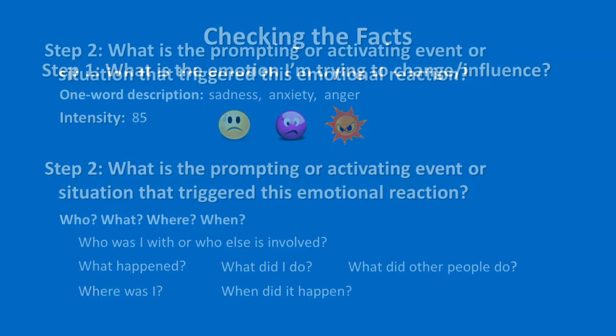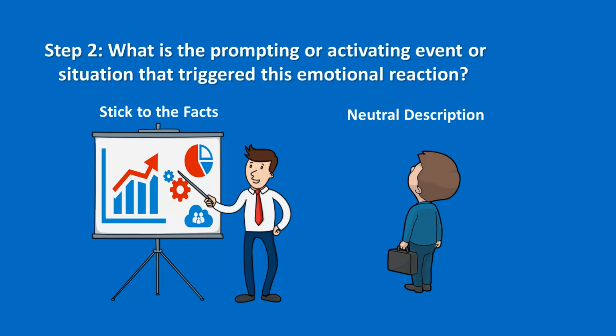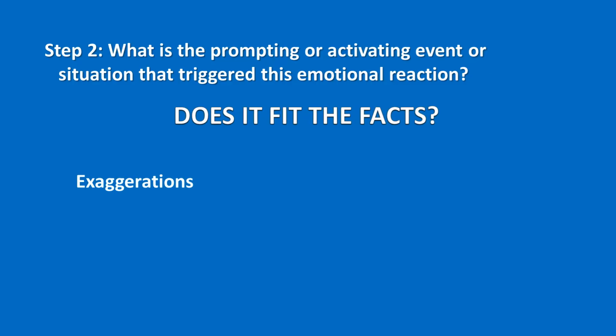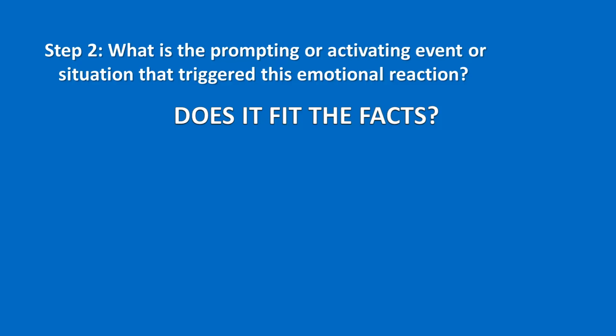And we want to make sure we stick to the facts with as neutral a description as possible. We describe the situation as if we were just a bystander watching it, without attaching our own interpretations or emotions. So after we write down our description, we read it over and ask ourselves, does it fit the facts? And if we find any exaggerations or assumptions or judgments or interpretations or emotional statements, we rewrite the description to remove these and make it more accurate by sticking only to the facts.